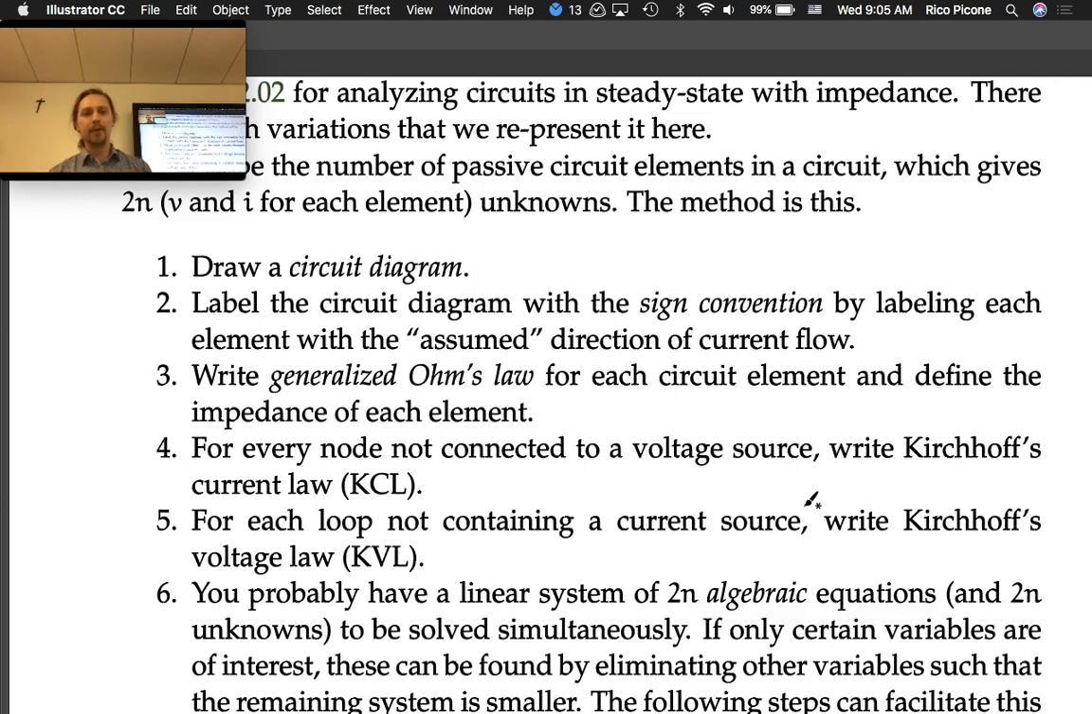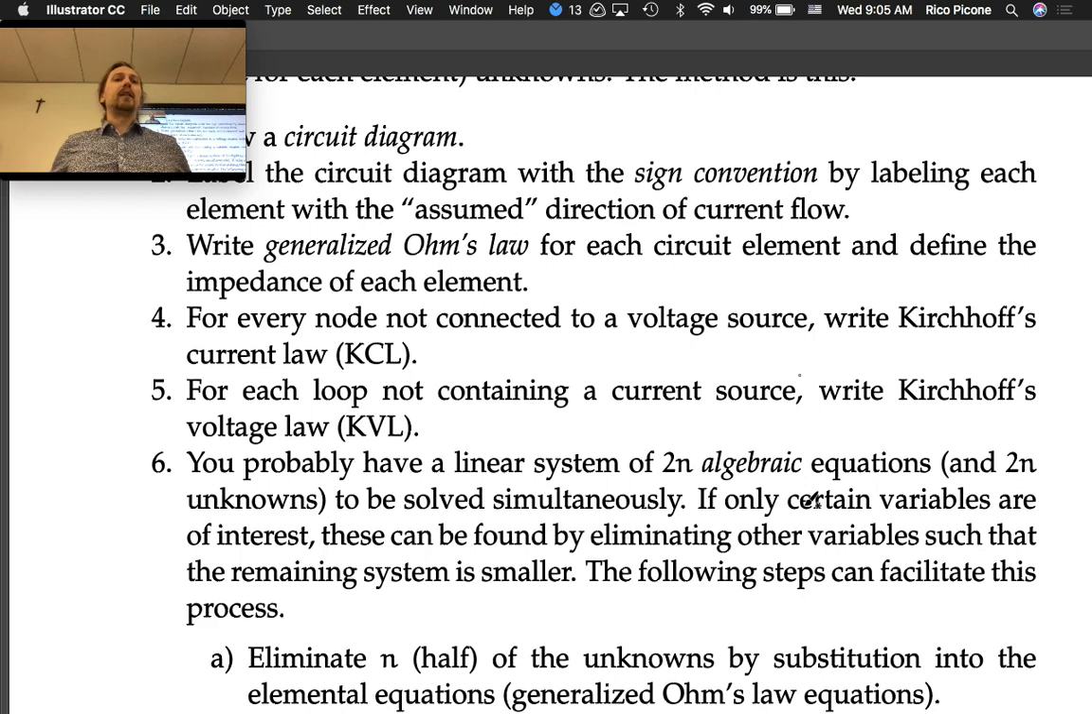Okay? Step 4, for every node not connected to a voltage source, KCL. That's step 4 before and step 4 now, so that didn't change. Step 5, for each loop not containing a current source, right? Kirchhoff's voltage law, KVL. Okay, so that one's the same. And you probably have a linear system of 2n algebraic equations and 2n unknowns to be solved simultaneously. So the big difference here is that you don't have any derivatives in there and there's no differential equation to solve.